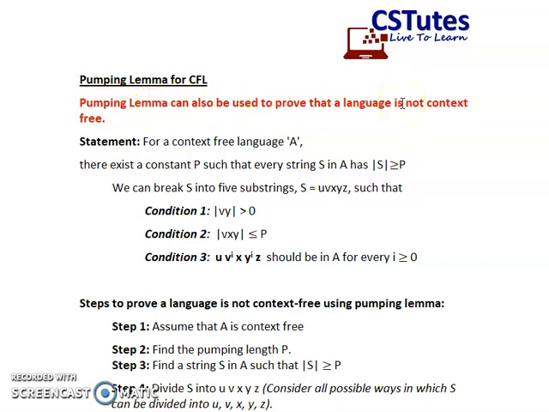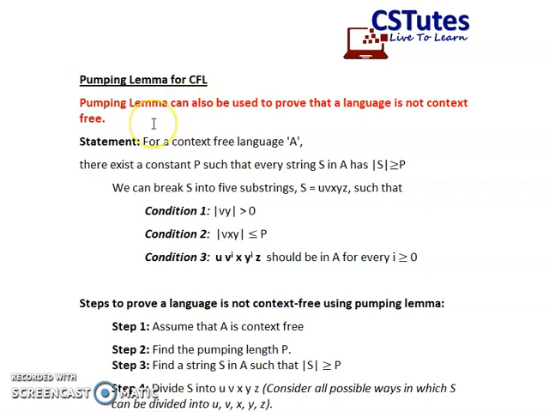is not context-free. The statement of the pumping lemma states that for a context-free language A, suppose you are given a language A that is context-free, there must exist a constant P. P over here is our pumping length, such that every string S in our language A has a length greater than or equal to the pumping length. That means the length of every string in our language should be greater than or equal to the pumping length.